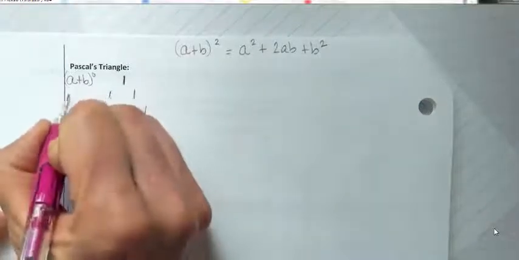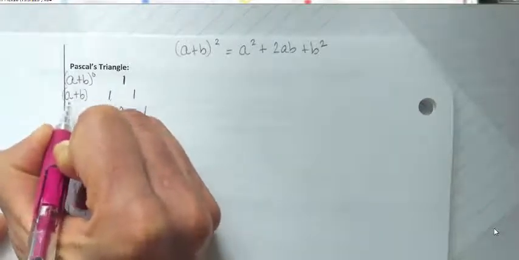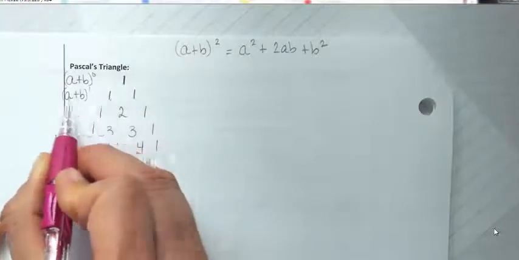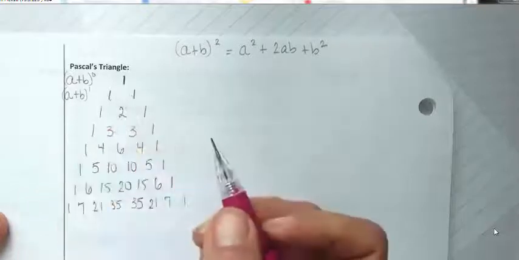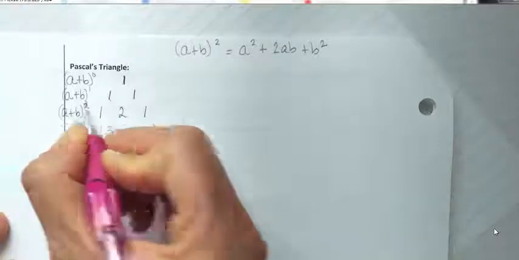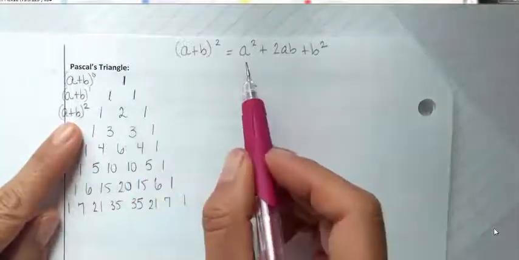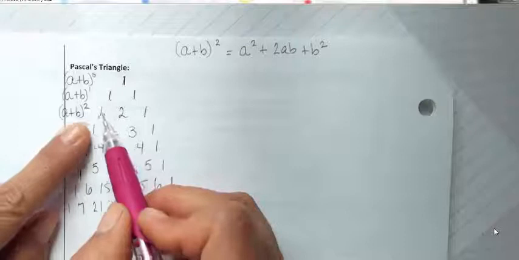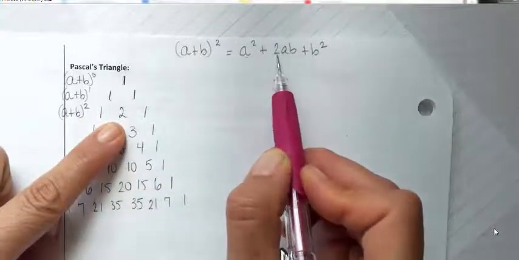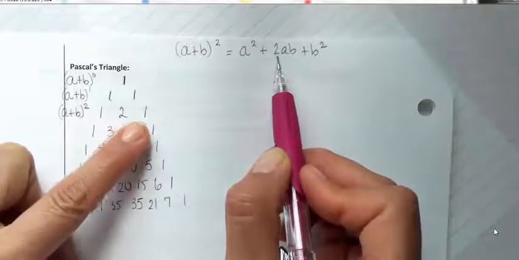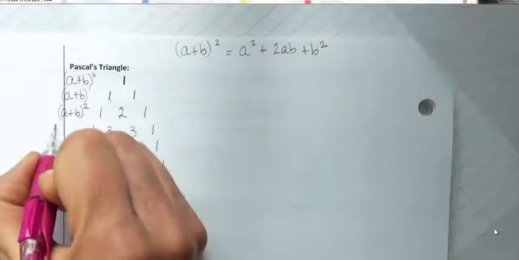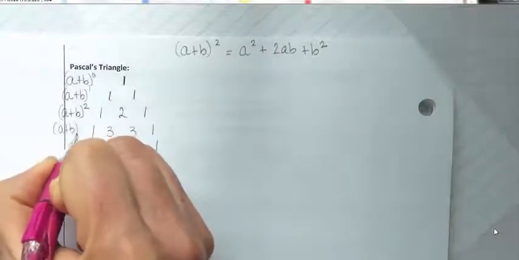Okay, this one would be if you had a plus b to the 1st power, so 1a plus 1b. This one right here is for a plus b to the 2nd power. So let's see how this corresponds with this. Notice the coefficients. Coefficient of your first term is 1. Coefficient of your second term is 2. Coefficient of your third term is 1. Okay, moving on, this would be a plus b to the 3rd.